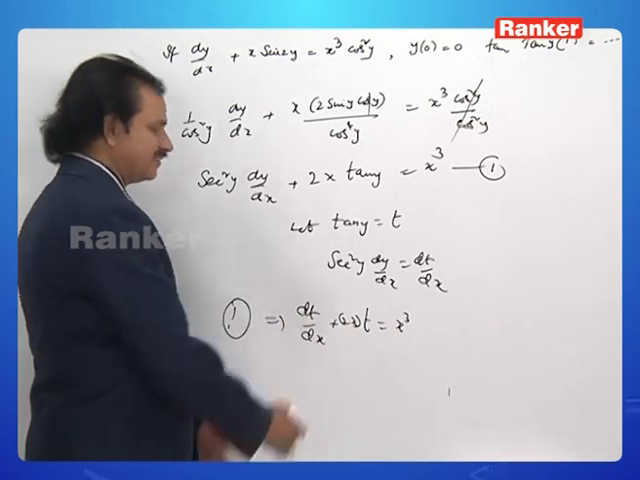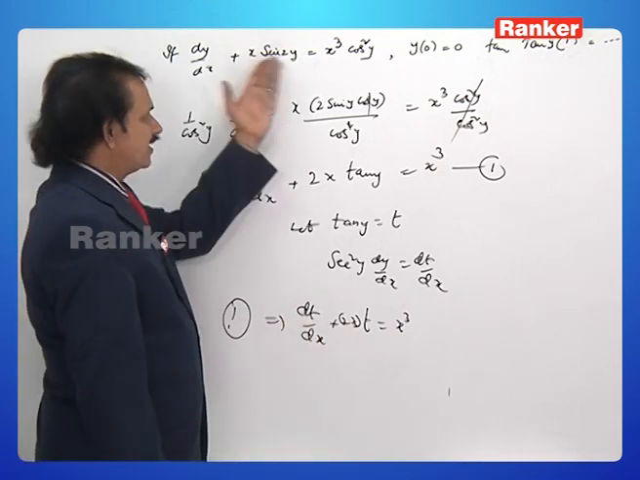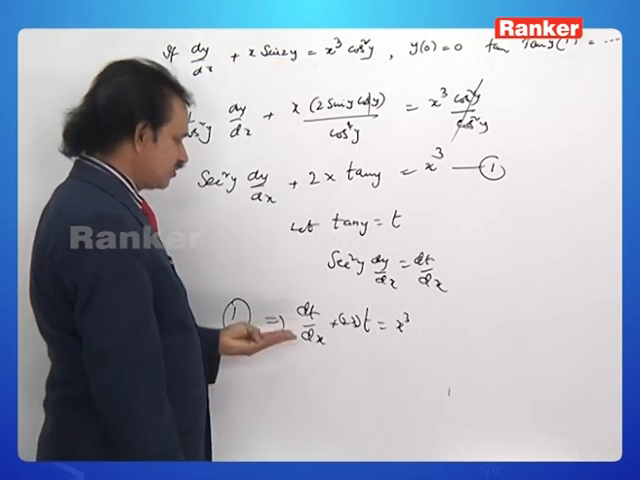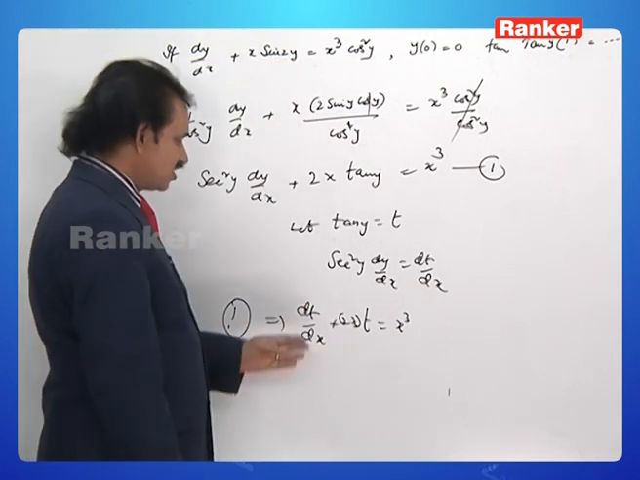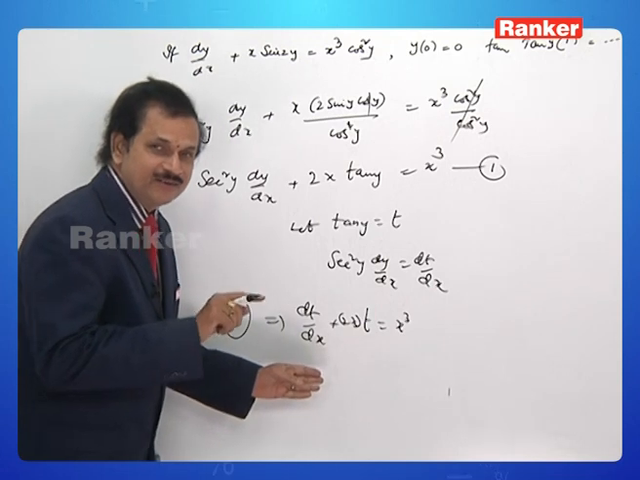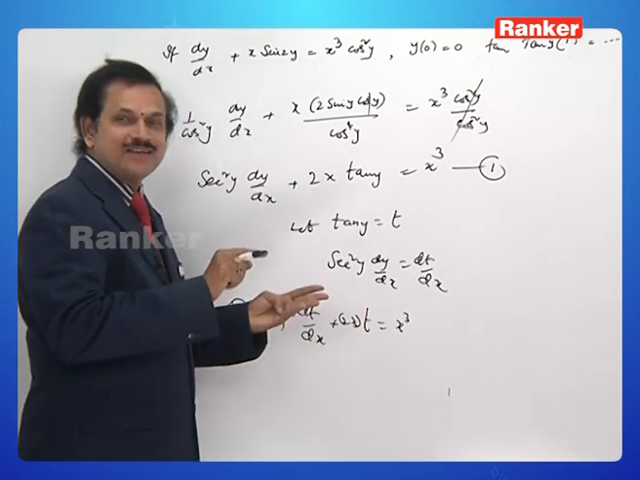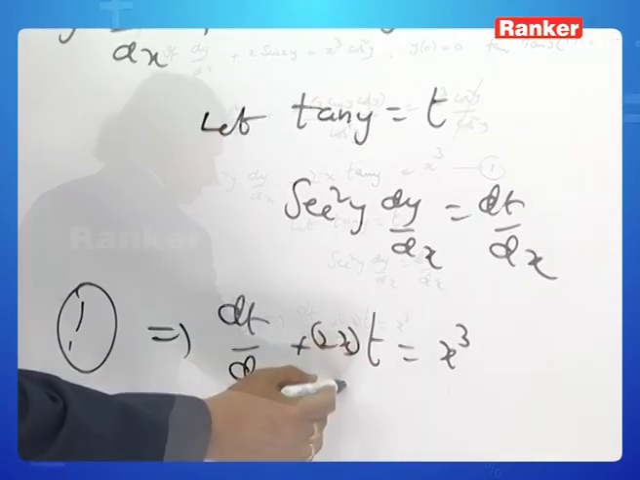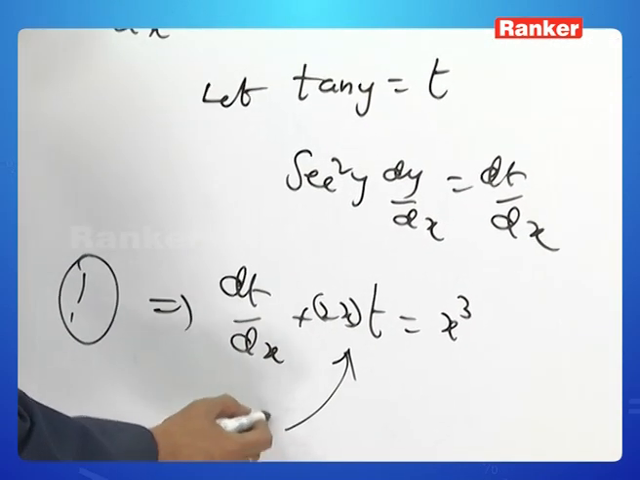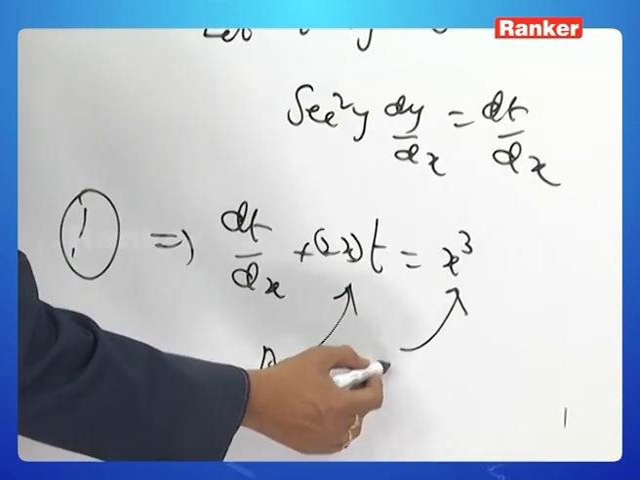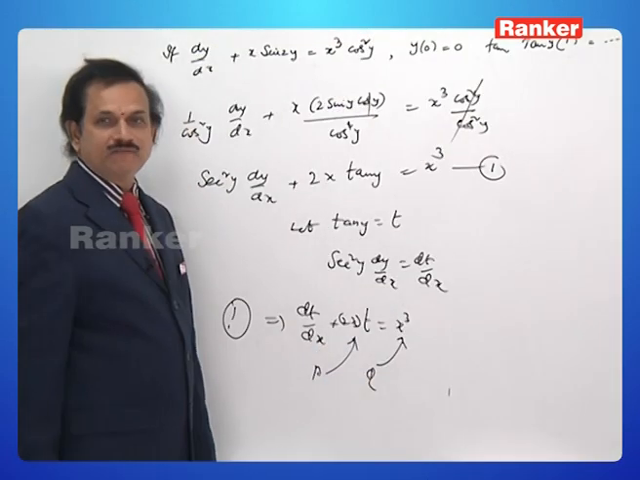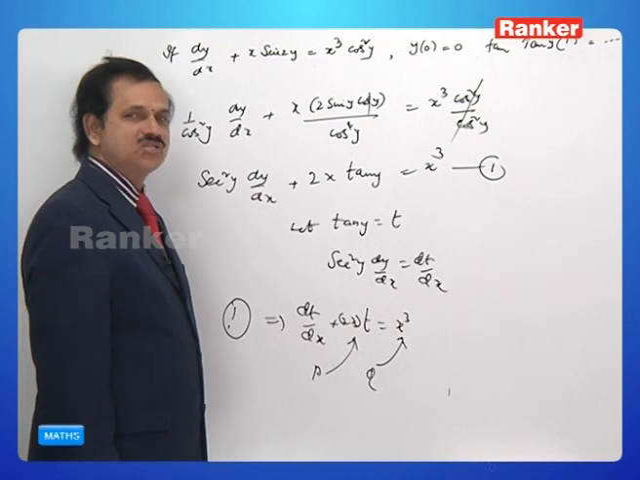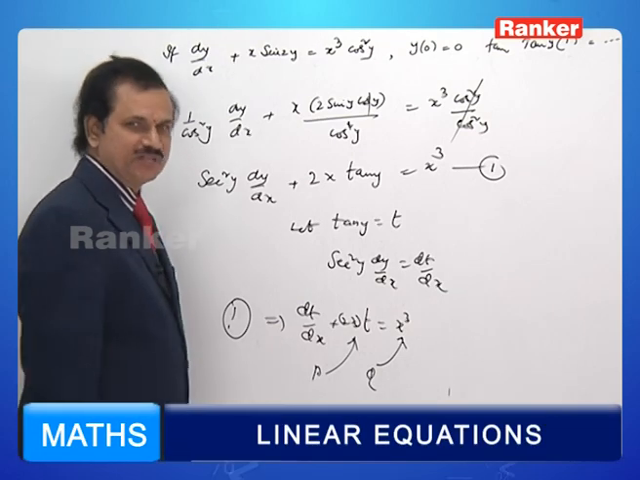One can understand like that. You see, this bulkier equation has been brought into this simple form. This is surely linear in t, not in x or not in y. It is linear in t. Of course, this is p and this is q.